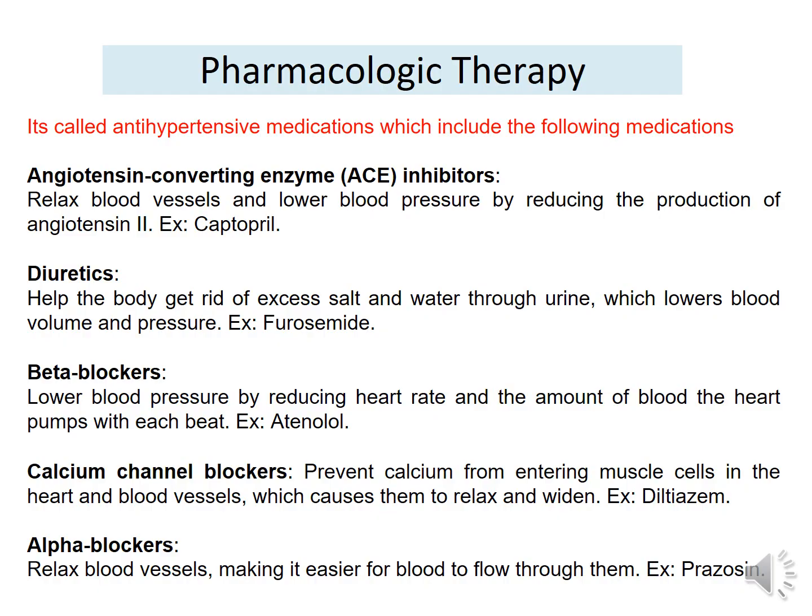Calcium channel blockers work the same way, by preventing calcium from entering muscle cells and blood vessel cells, so blood pressure is decreased by relaxing and widening of the cells, like diltiazem. Alpha blockers, also like beta blockers, relax blood vessels, making it easier for blood to flow through them. They include prazosin, which acts as a vasodilator. So these are the most common lines of treatment, especially in severe cases of hypertension.